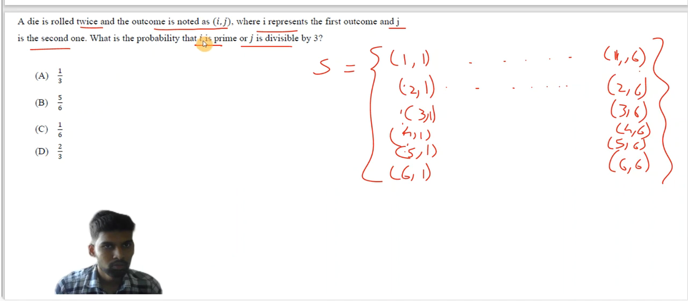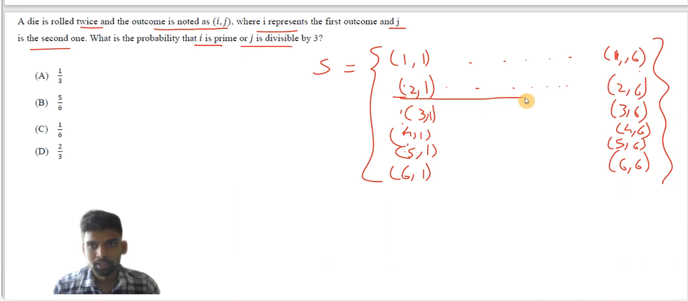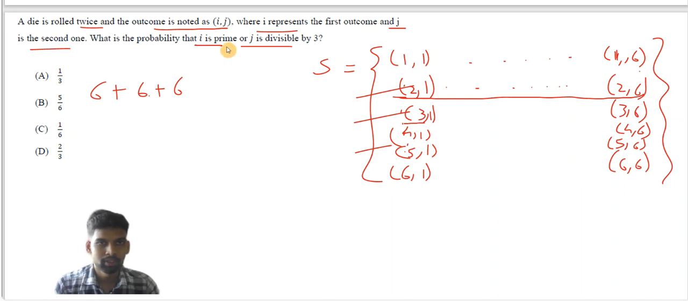So the event they are mentioning is i is prime or j is divisible by 3. 1 is not a prime number, so what we require is i is prime. In the second row, we know that 2 is an even prime number. 2 is the only even prime number. So this complete row will be under our event, meaning we have 6 sample points. Similarly, 3 is also a prime number, so again 6. 4 is not a prime number, and 5 is a prime number, again 6. So the second row, third row and fifth row will be under our event according to the first condition.